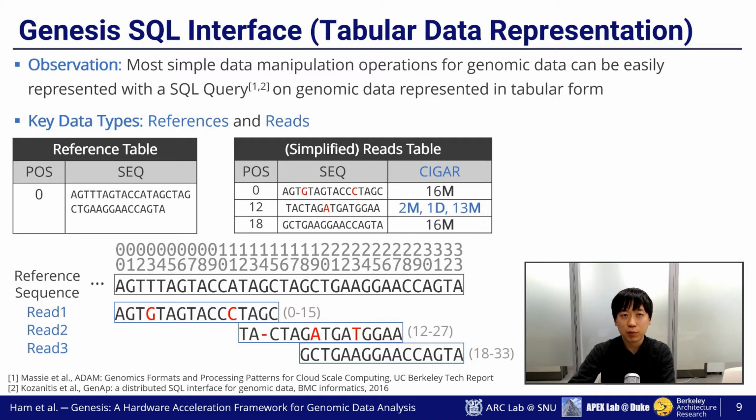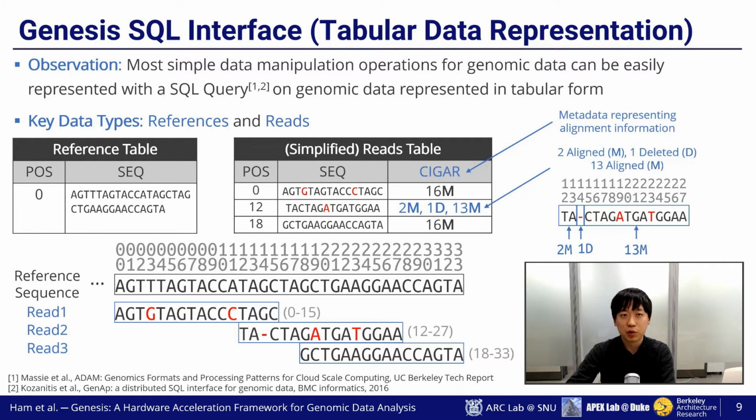Since the reference genome sequence is very long, it is partitioned into multiple fragments, and each fragment is stored as a row in the table. For conciseness, this slide only shows a single row of the reference table. More detailed explanations are presented in the paper. The reads table contains many rows, where each row represents a single read. Each aligned read also contains alignment-related metadata such as pos or cigar.